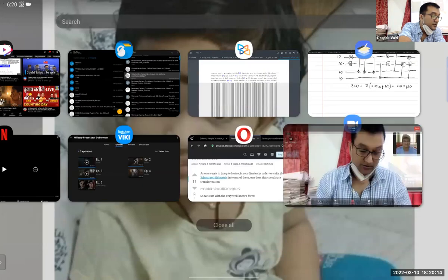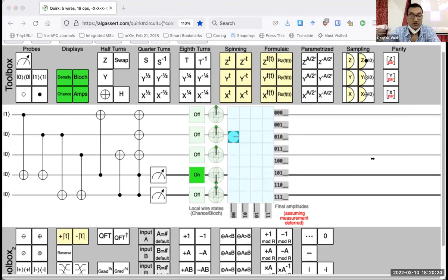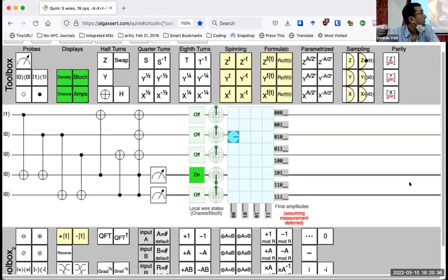Let's see. Here the screen box. Is it showing? Is it not showing? Okay, it's showing in Zoom, right? Okay, good. That's all I need.